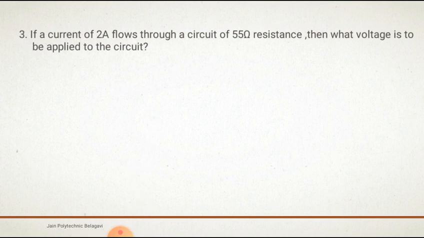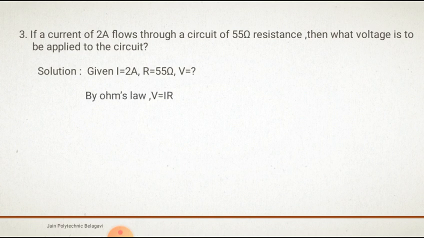Third problem: if a current of 2 ampere flows through a circuit of 55 ohm resistance, then what voltage is to be applied to the circuit? Solution: given I is equal to 2 amp, R is equal to 55 ohm, V we have to find out. By Ohm's law, V is equal to IR, substitute I and R in the above formula, V is equal to 2 into 55. If we solve this, we will get V is equal to 110 volt.